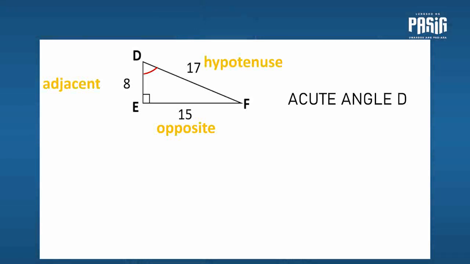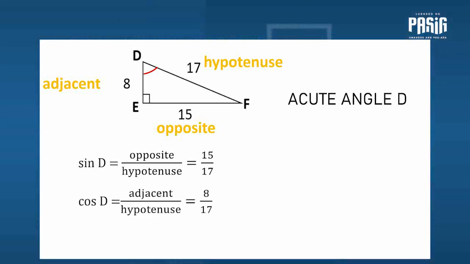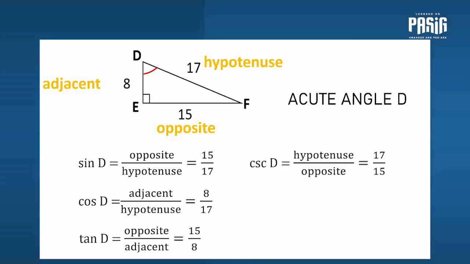Sine D is equal to opposite over hypotenuse, and by looking at the figure, that is 15 over 17. Cosine D is adjacent over hypotenuse, which is equal to 8 over 17. Tangent D is opposite over adjacent, which is equal to 15 over 8. Cosecant D is just the reciprocal of sine D. Since sine D is 15 over 17, then cosecant D will be 17 over 15.